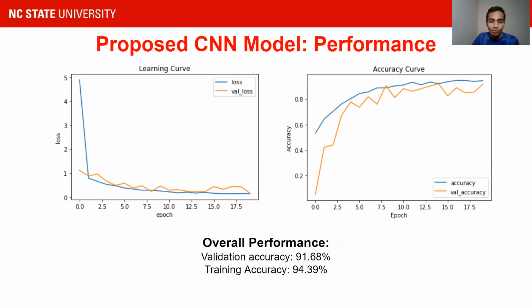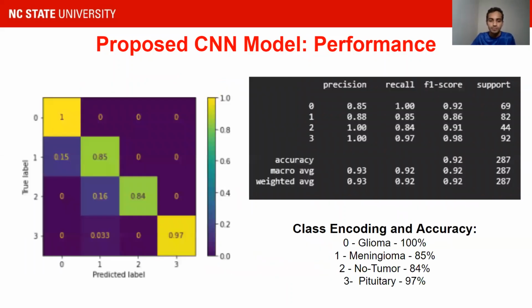From the plot, what we can see is that the training loss and the validation loss is decreasing continuously as the epochs are increasing. Final loss for validation is around 0.38, and for training, it is 0.13. From the accuracy curve, we can see that the training accuracy and validation accuracy is increasing with every epoch for training. So this model is a good fit for the current data. And the overall validation accuracy is 91.68, and for training it is 94.39.